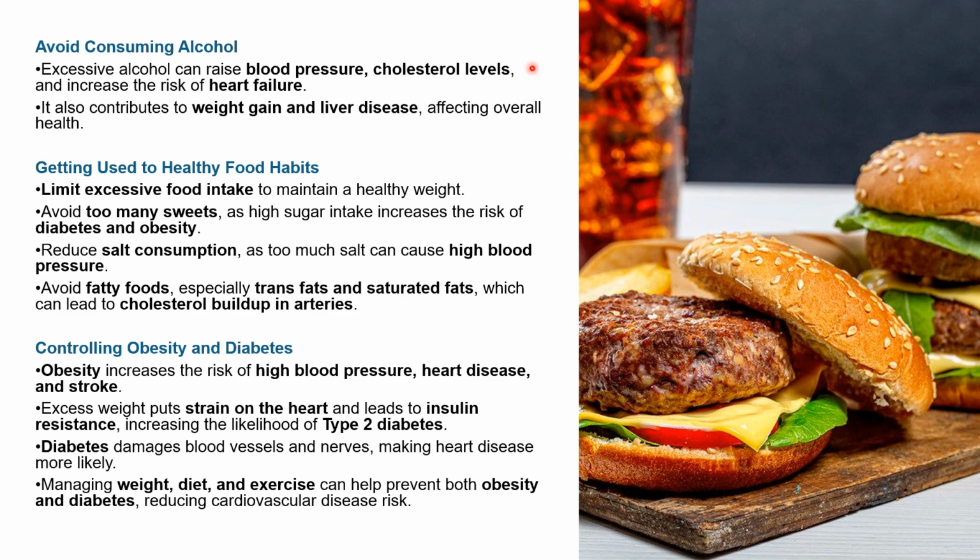So if somebody becomes obese, it increases the risk of other types of non-communicable diseases like high blood pressure, heart disease, and stroke. Because excess weight is going to put strain on the heart, and that leads to insulin resistance and increases the likelihood of type 2 diabetes. So diabetes again damages blood vessels and nerves and makes heart disease more likely. So managing weight, diet, and exercise, all these things can help prevent both obesity and diabetes and reduce the cardiovascular disease risk.